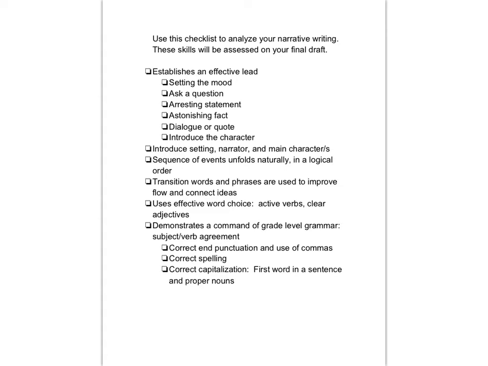Next, we have effective word choice. Again, those active verbs. Instead of saying the dog was on the couch, say the dog jumped on the couch, the dog slept on the couch, the dog snoozed on the couch. And then clear, very descriptive adjectives. Instead of saying very pretty, say it was beautiful, it was stunning, it was lovely.